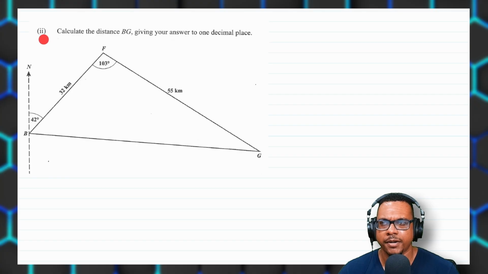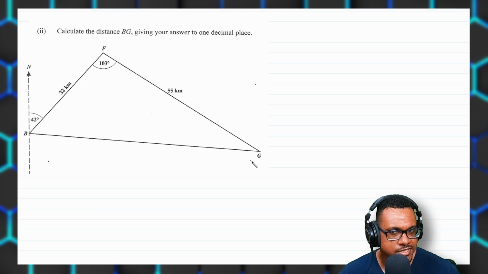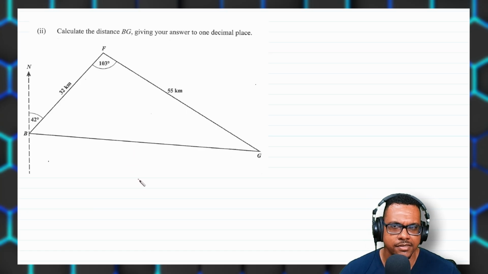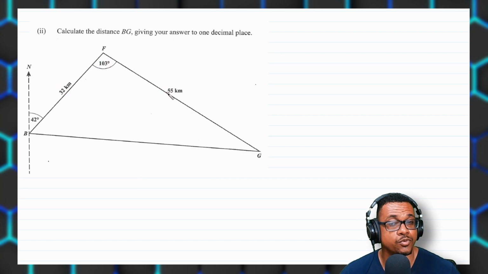So now here we have part 2 where we want to calculate the distance BG, giving your answer to 1 decimal place. So if you look at the diagram that they give us, this is a non-right angle triangle. This is BG, which means we're either using the sine rule or the cosine rule to solve for the missing side. Now if I look at the pattern that I have here, I have this 103 degrees in the middle of these two given sides, which indicates to me that we have to use the cosine rule to find this missing side.